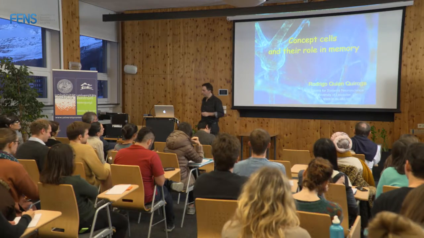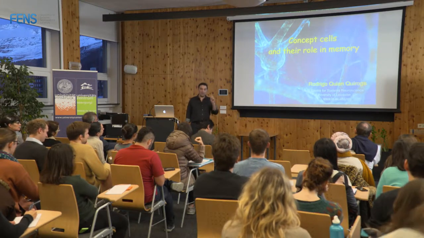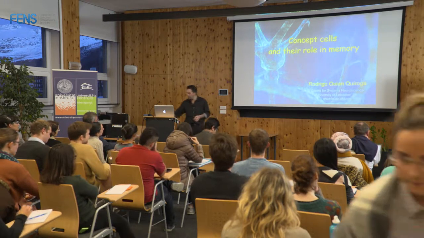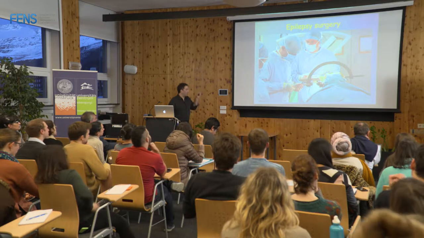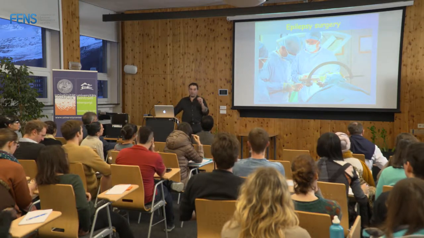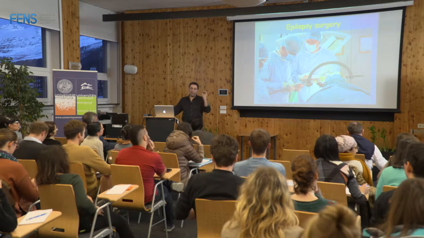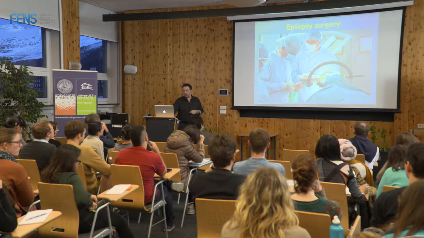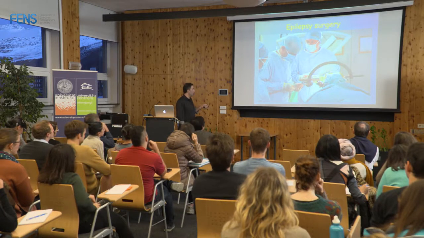So basically, I will tell you about what I started showing you in the tutorial. I will tell you about neurons in the human brain and how they respond to different things. Again, how do we record neurons in the human brain? We take advantage of clinical cases where electrodes have to be implanted in patients for clinical reasons, to try to cure them from epilepsy. And they implant electrodes like this one here.